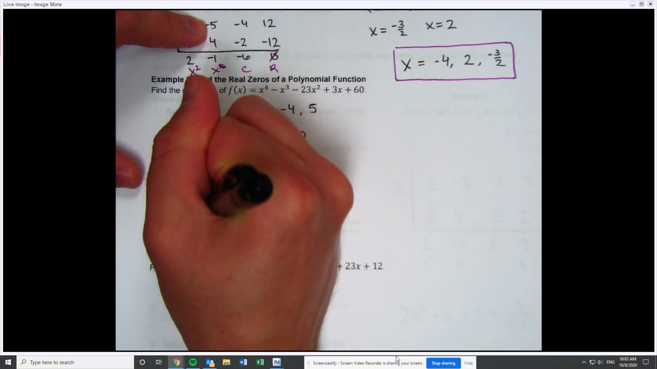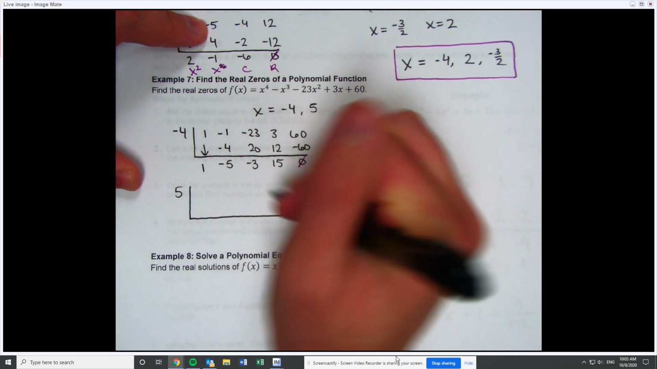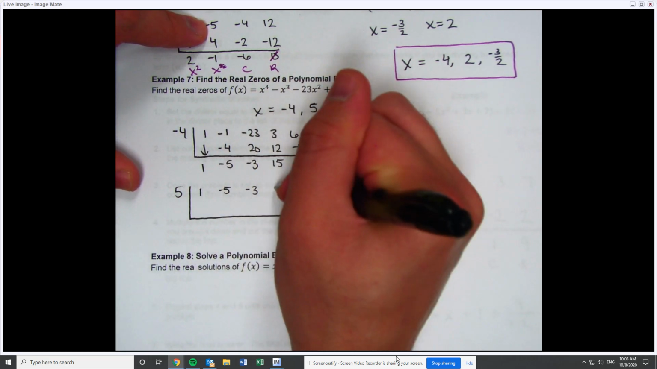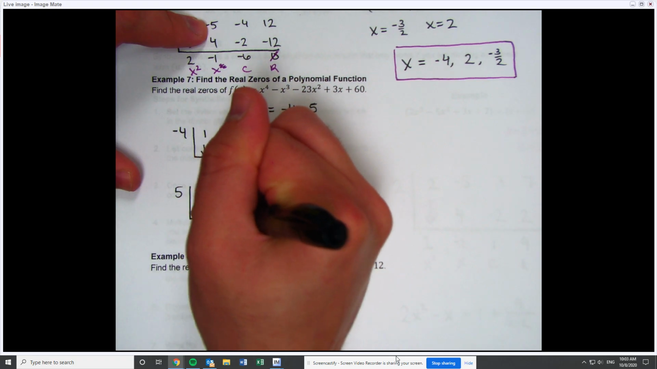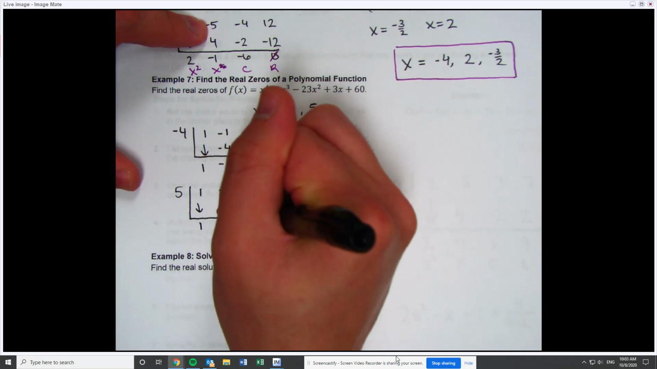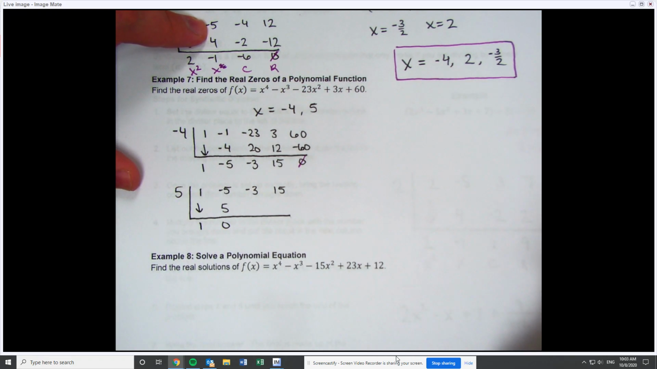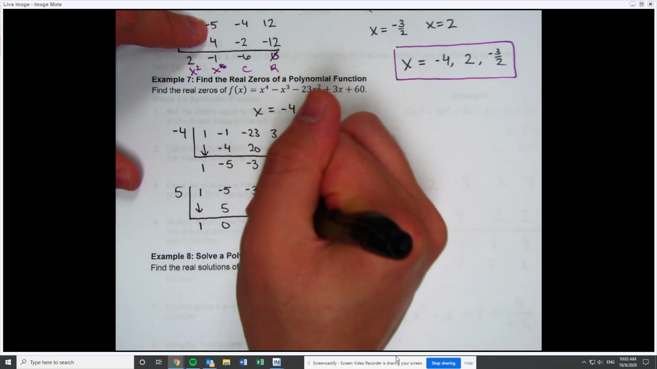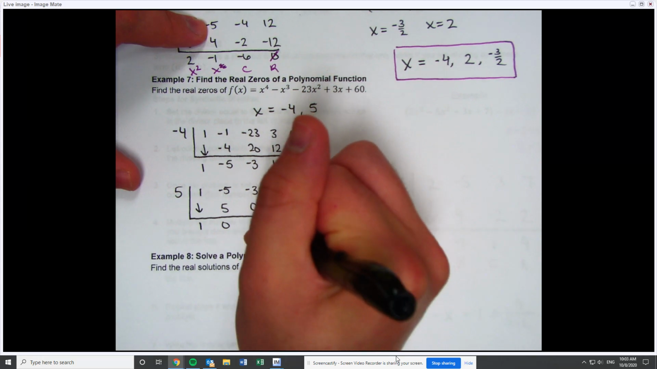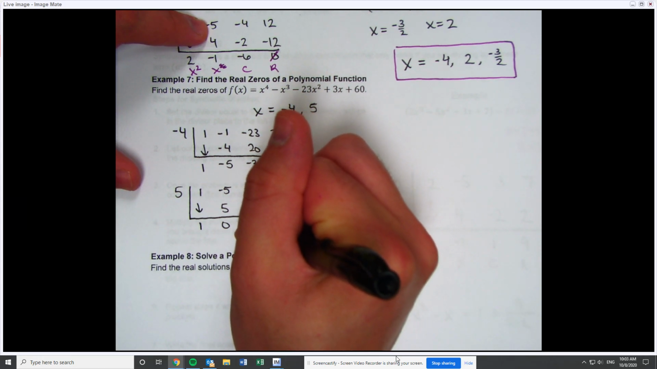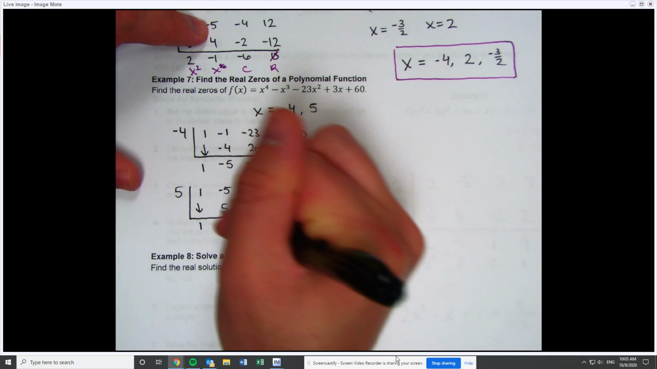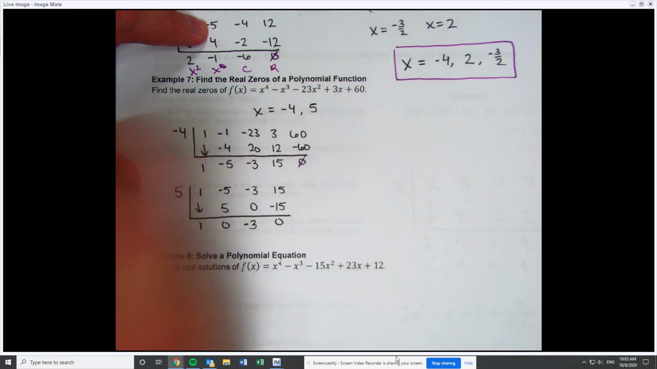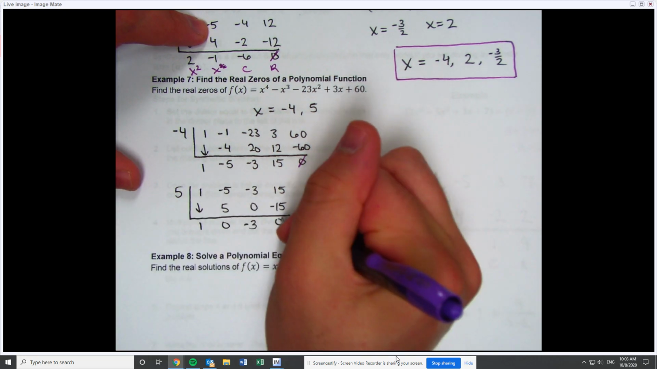So I have 5 on the outside. And now I have my numbers left over: 1, -5, -3, and 15. That'll be 1. That gives me 5. -5 plus 5 is 0. Okay, that's cool. 5 times 0 is 0. Got it. Right here, this gives me -3. Now, that's going to give me -15 and 0. Everything worked out just like it should.